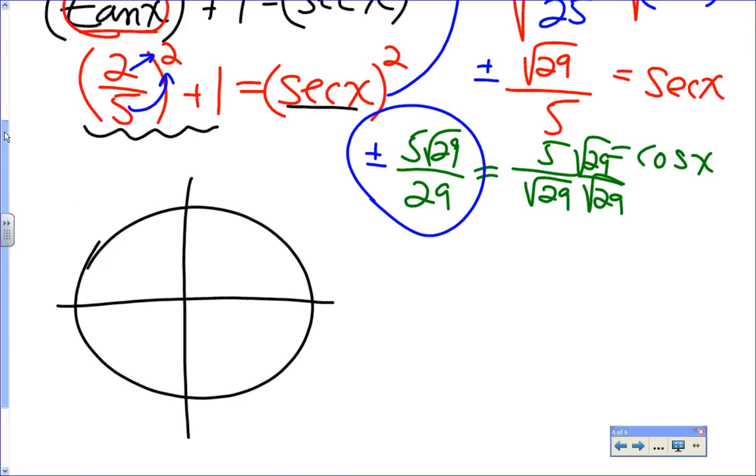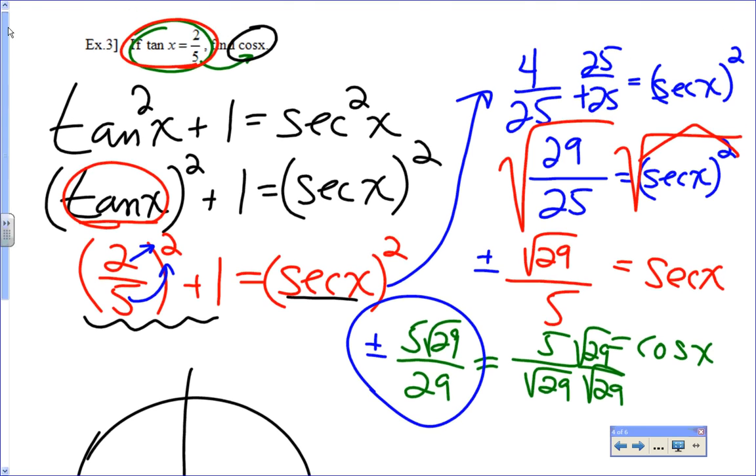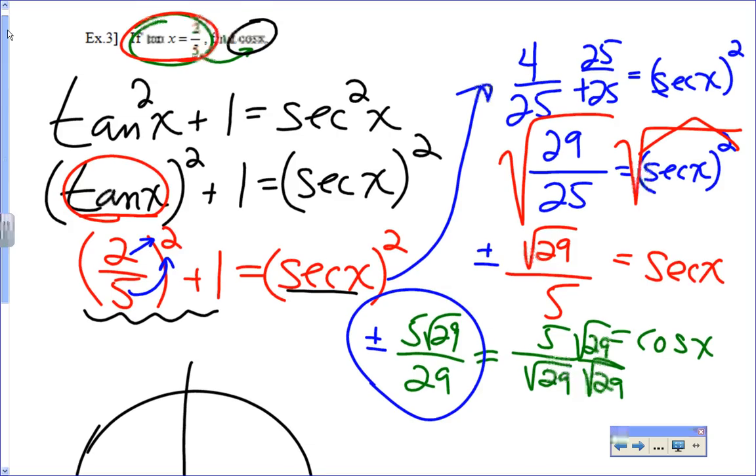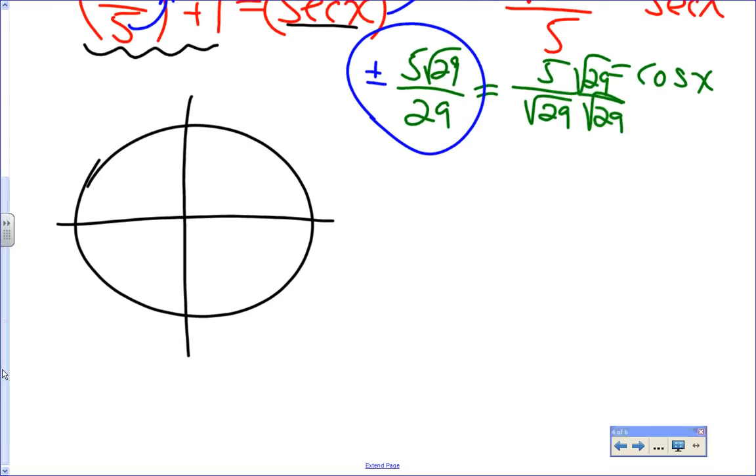And we know that tangent has to be 2/5, but it doesn't specify a quadrant, right? So where is one of the possible quadrants for tangent to be a positive 2/5? It could be here, right? So let's draw that picture. Or it could be in 3, right? So we'll put x there, x there.